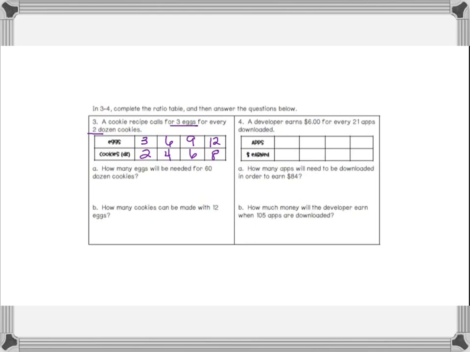Over here at number 4, where it says a developer earns $6 for every 21 apps downloaded, we're going to complete the table the same way. So we're going to start off: 21 apps would be $6. So 42 apps would be $12. So then we're going to move up again, and it's going to be 63 apps would be $18. And then 84 apps is going to be $24. I want you to pause the video here and then come back and check your work.